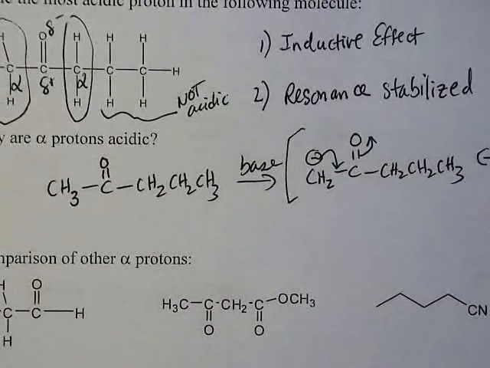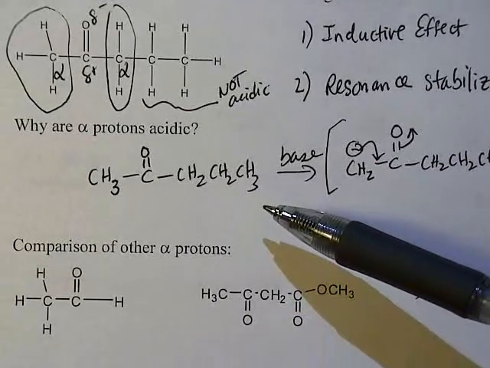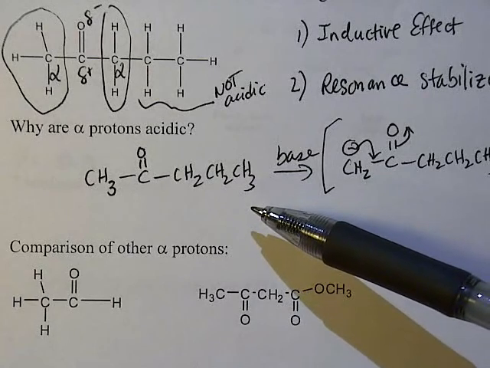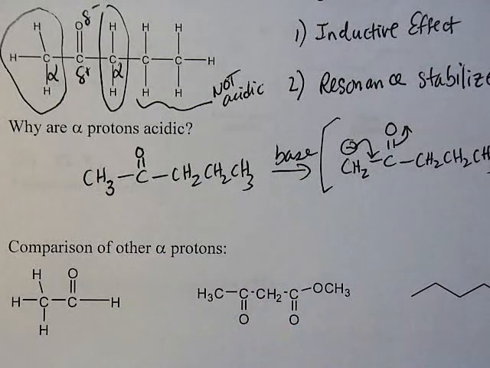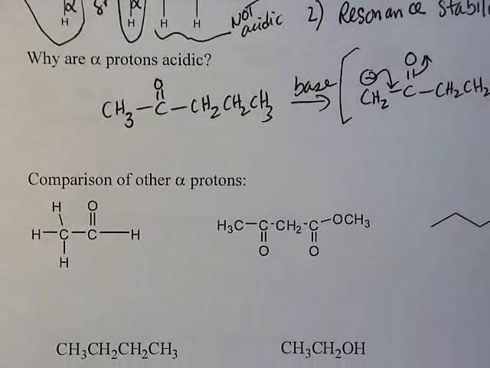So, we said last time that the alpha protons are acidic, and you need to get an idea of what we mean by acidic. How acidic are these alpha protons? In order for you to do that, you should take a look at the pKa of these molecules, and I want to also introduce you to some other alpha carbon hydrogens as well, not just ketones.